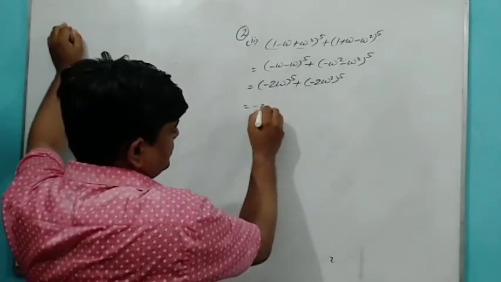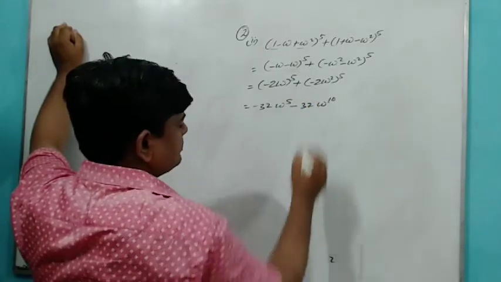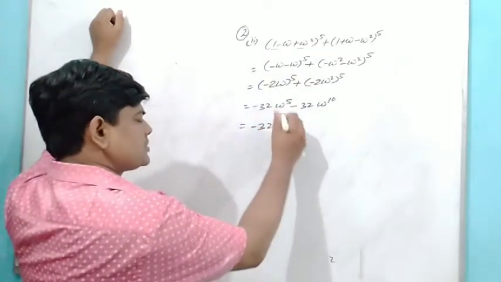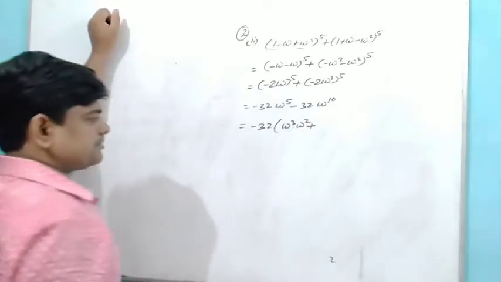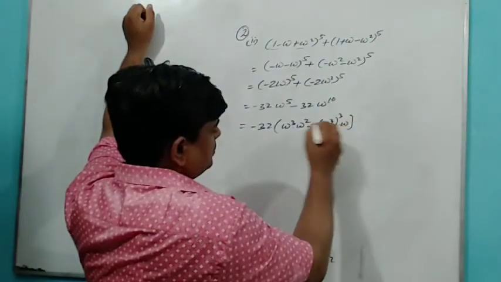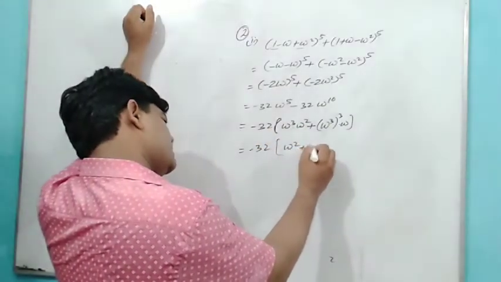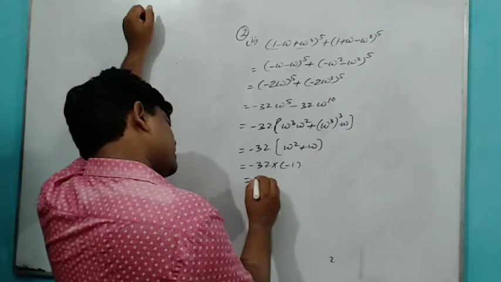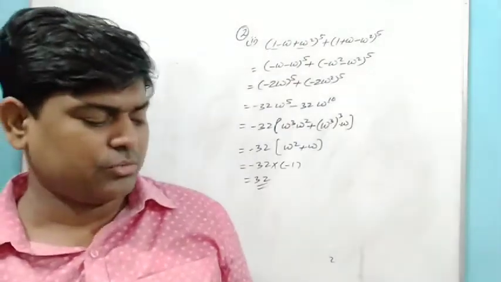It can be written as minus 32 omega to the power 5 minus 32 omega to the power 10. When I take minus 32 common, it is omega cube into omega square plus omega cube to the power 3 into omega. It's minus 32 times omega square plus omega, and the value of this one is minus 1. So I am having now minus 1 and that result is equal to 32 only. Okay, you have got how we have got the value of this one.